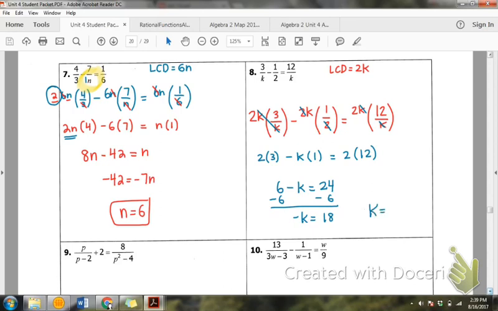If you subtract 6 over to the other side, you get negative k equals 18. Divide by negative 1, k is negative 18. Again, before we decide that this is an answer, we're going to double check our k's in the denominator. If I plug a negative 18 in here or here, it's fine, right? It's going to work. It's going to stay negative 18. I just can't have 0, so that's going to be my answer. Right, ready to take it up a notch?